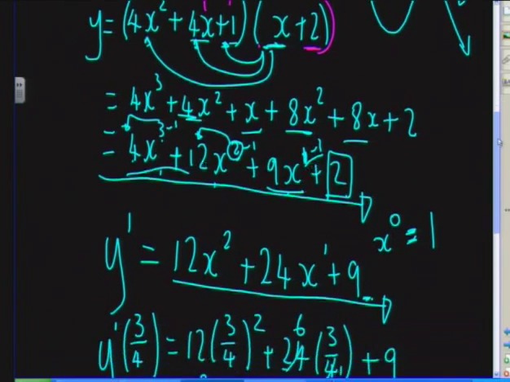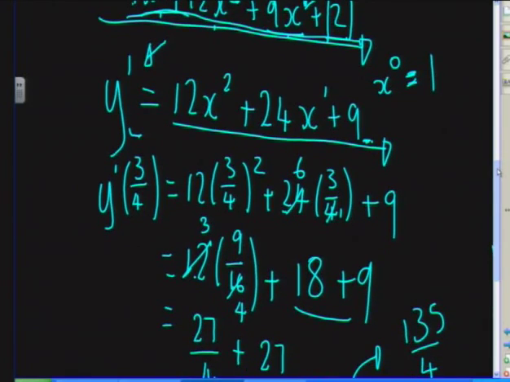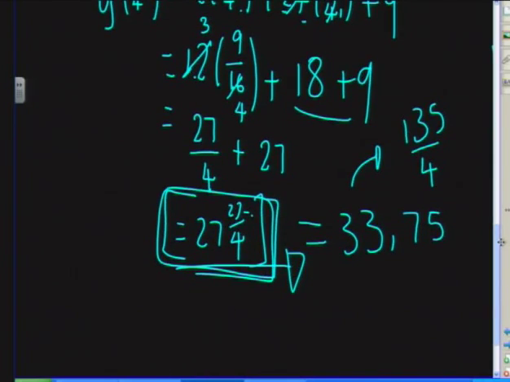Because we need to find the gradient of the straight line, we know that the gradient of the tangent is equal to the gradient of the curve at the point of contact. So I derived the gradient of the curve, because remember, when you derive that, you get the gradient. I got 12x squared plus 24x plus 9. And then I substituted the point of contact, which was 3 over 4, in place of x, and I simplified it all without a calculator, and I got to 27 and 27 over 4, which was really not looking very nice.